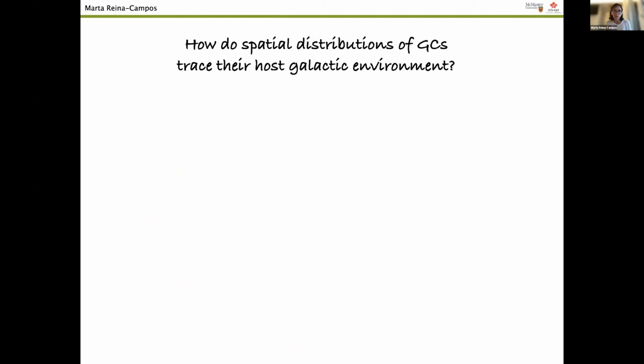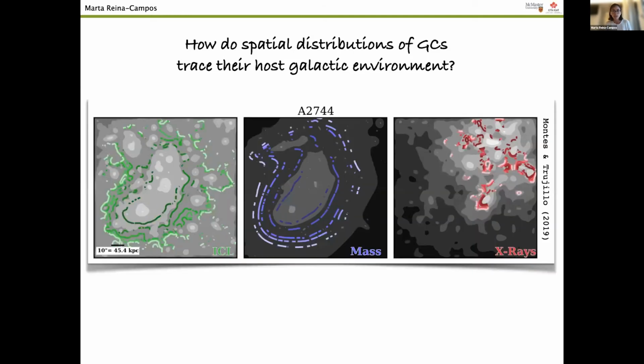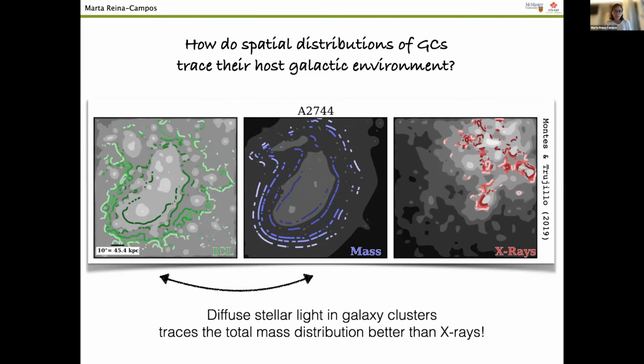This is very ongoing work, but going back to this idea of how spatial distributions of globulars trace their host galactic environment. So far, I've only been looking at radial profiles, but we saw a paper recently that sparked our curiosity. And the paper is this one by Mireia Montes and Ignacio Trujillo, in which they look at a handful of galaxy clusters, and they find that the diffuse stellar light in galaxy clusters, which is generally the intracluster light, when they look at the shape of that light component, traces the mass distributions of galaxy clusters much better than the X-ray emission that is coming from the hot ionized gas.